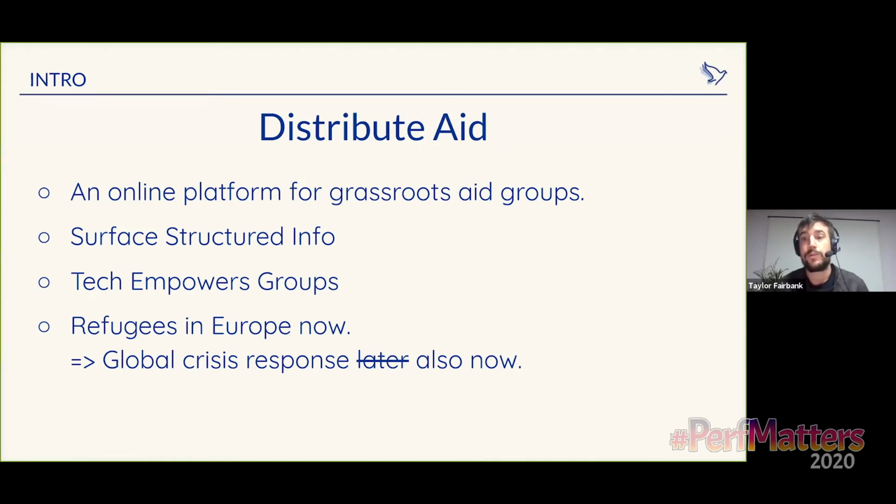And when the margins are so small with these tiny budgets that grassroots aid groups have, we need to really make it as efficient as possible. And so getting structured info onto an online platform where we can then do some matchmaking, make suggestions, not decisions, is a great way to improve that efficiency. Our technology is designed to empower groups instead of making decisions for them. We are working with refugee aid groups in Europe right now, and as you'll find out at the end of the talk, we are planning to do global crisis response later, but we're also doing that right now.